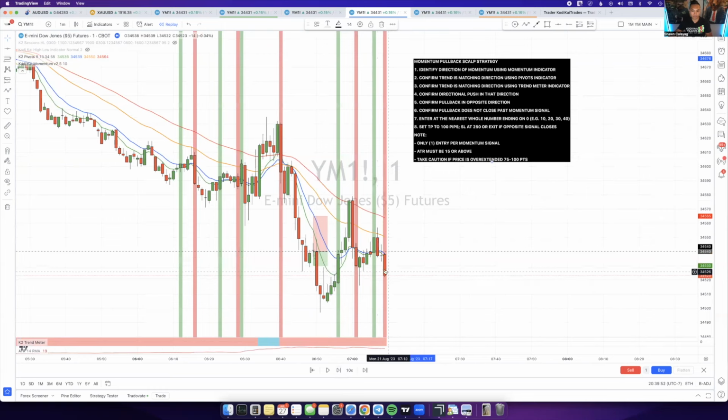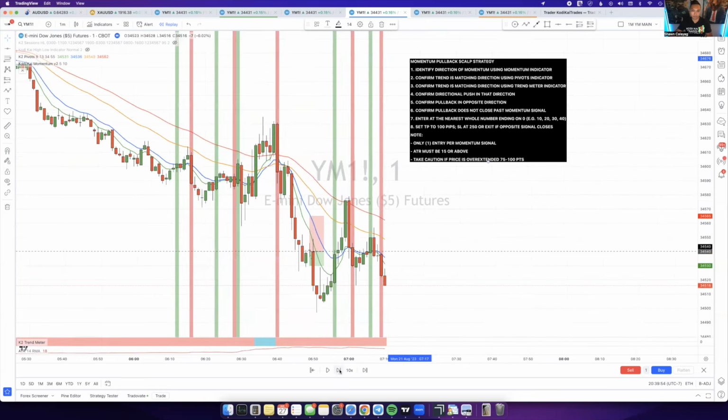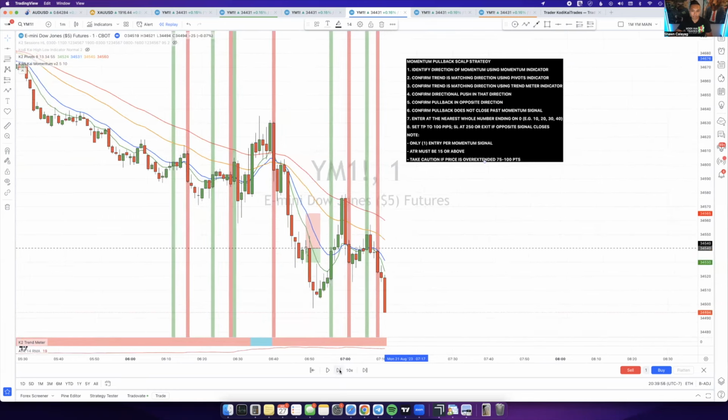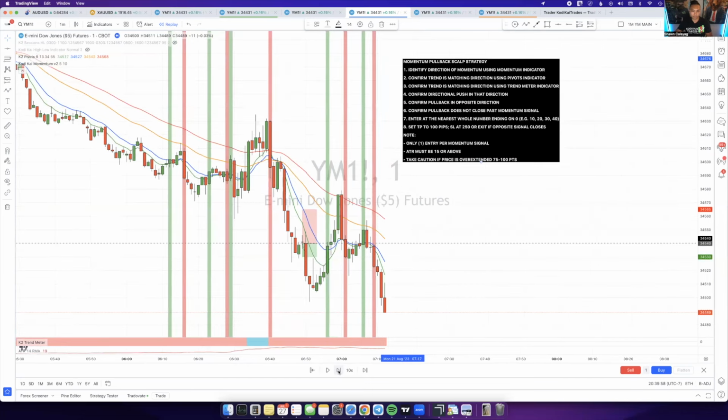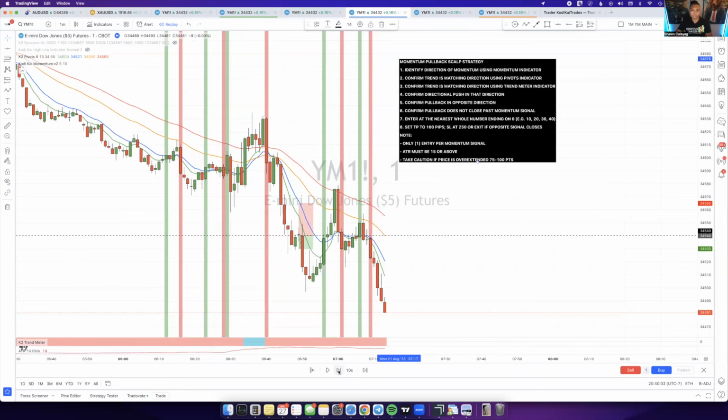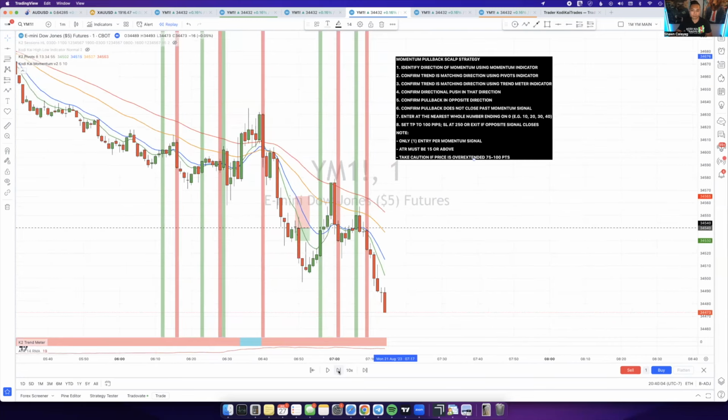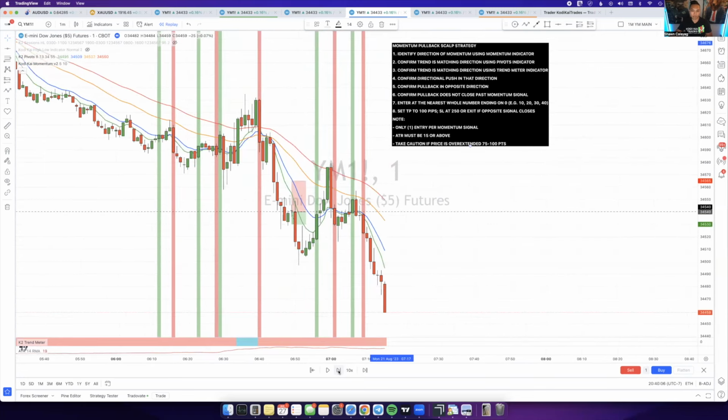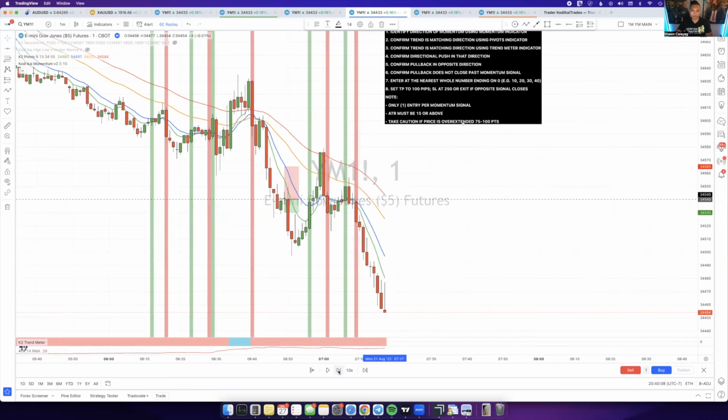We have another sell signal right here. Price going to push it down a little bit right there, a little further. We're looking for that retracement. Still waiting for that retracement. All right, so we get the retracement right here.